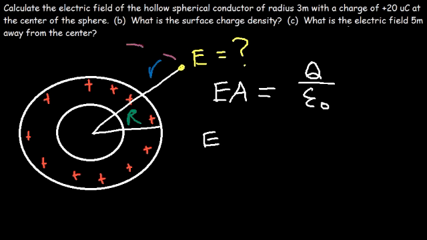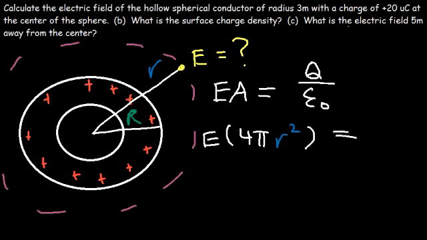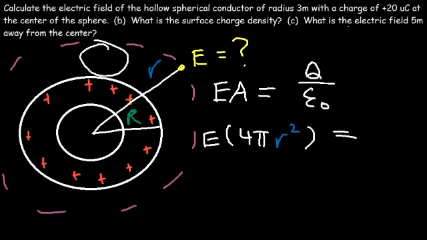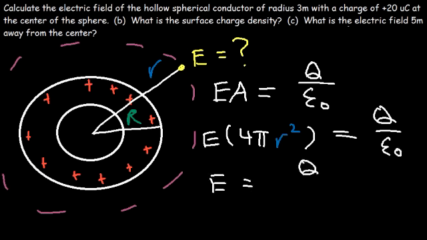So the Gaussian area is represented by this purple sphere with radius r. So the surface area is 4 pi r squared. Now the total charge enclosed by the purple sphere is equal to the charge enclosed by the original sphere, because there's no charge in between. So we don't have to change Q. We can leave it the way it is. So now let's divide both sides by 4 pi r squared. So it's Q divided by 4 pi r squared epsilon sub naught.